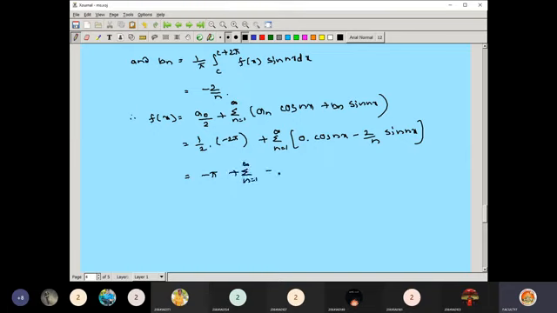This is the final simplification corresponding to your given problem.